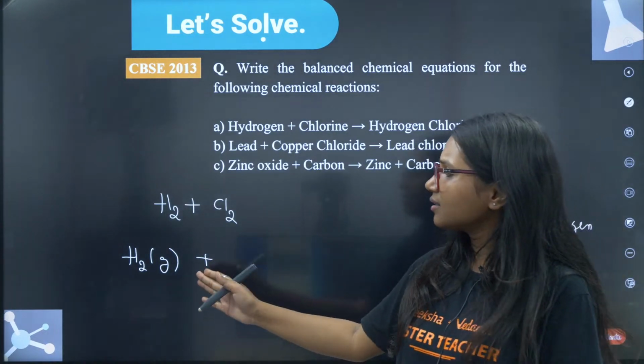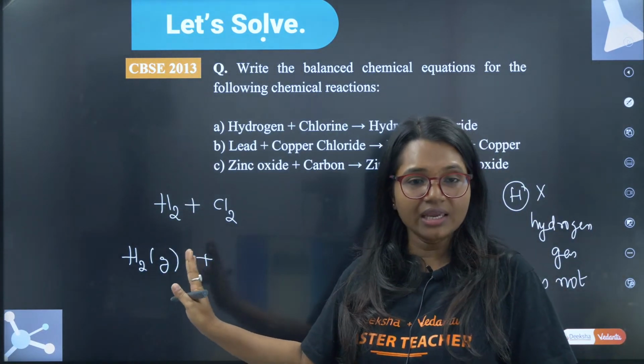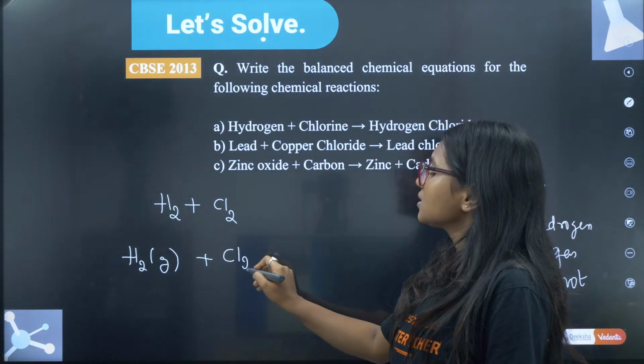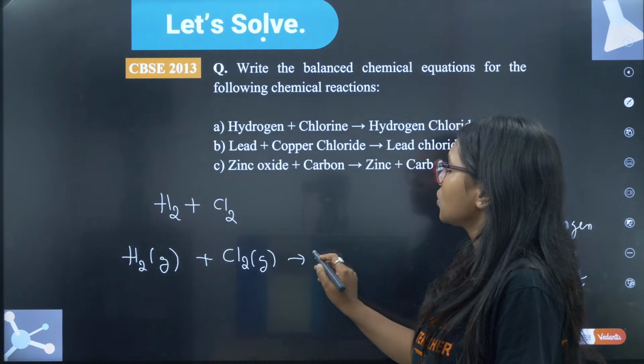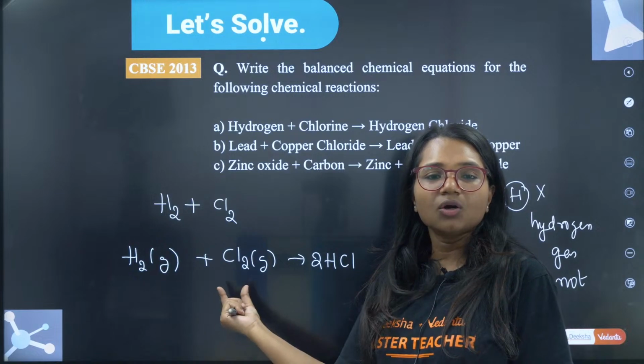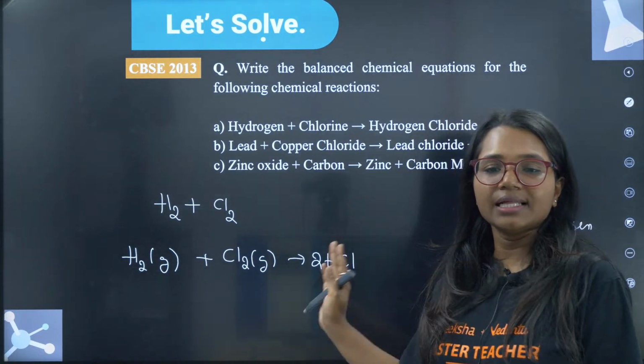But if you write it, this is the better way. Okay, fine. If you don't remember, don't write. H2 gas plus Cl2 gas will give you 2HCl. This is a balanced reaction. 2 hydrogen this side, 2 chlorine this side, 2 HCl this side.